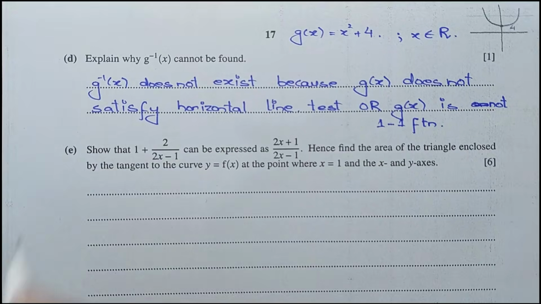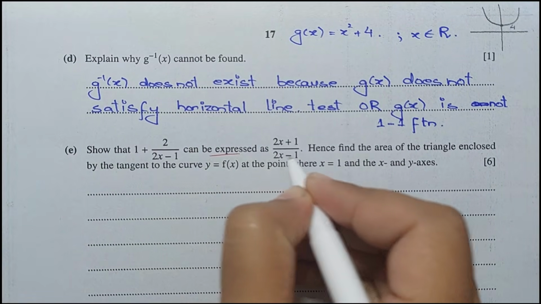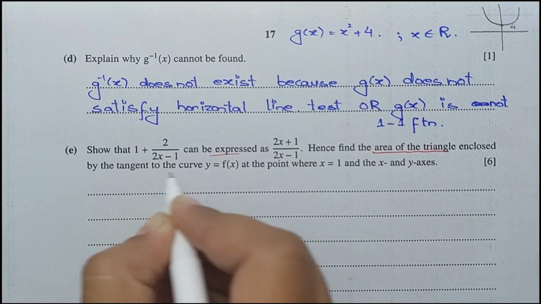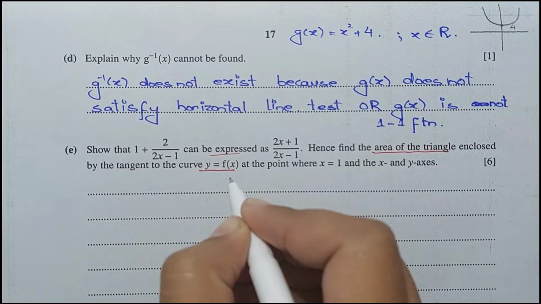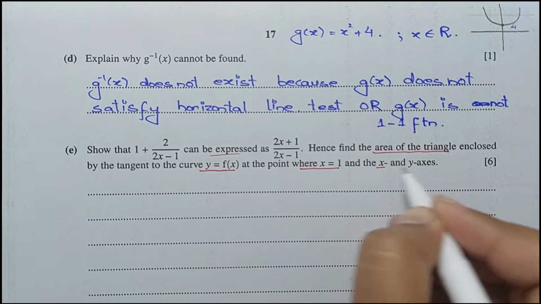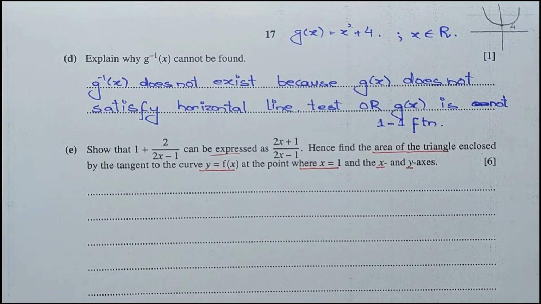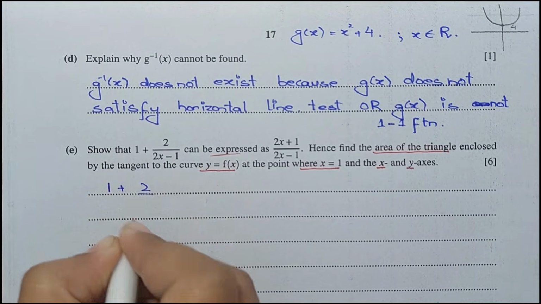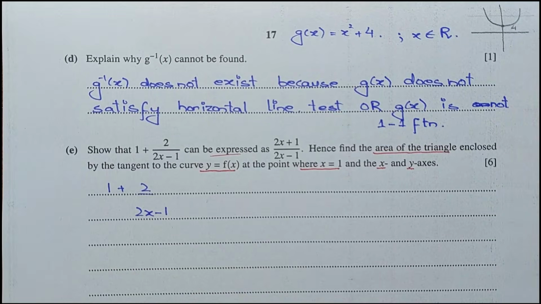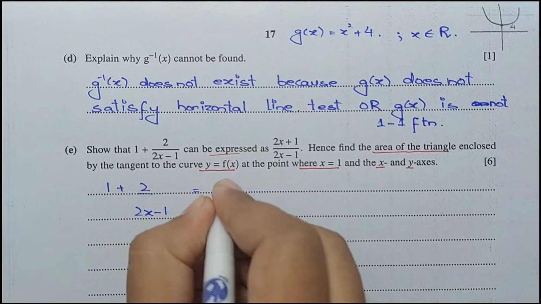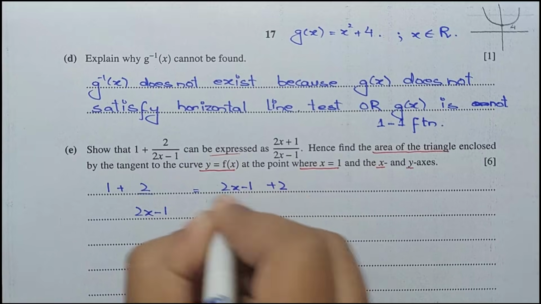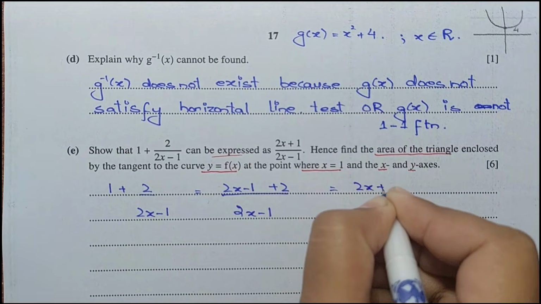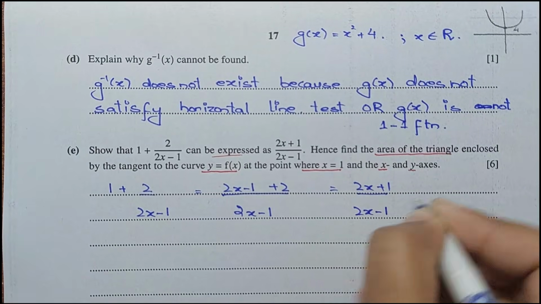Okay, now for part E, show that this expression can be expressed in this form, and hence find the area of the triangle enclosed by the tangent to the curve y equals f of x at the point where x is 1 and the x and y axes. First we need to express this expression, 1 plus 2 over (2x minus 1), in this form. So (2x minus 1 plus 2) divided by (2x minus 1). I cross multiplied. This is (2x plus 1) over (2x minus 1). So it is proved.